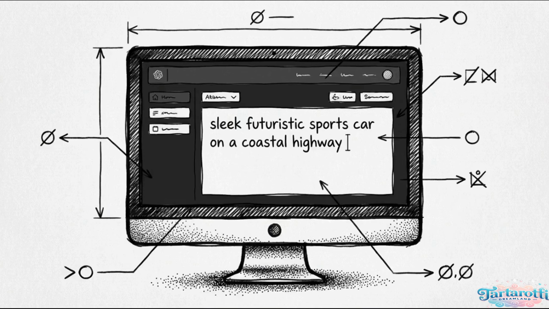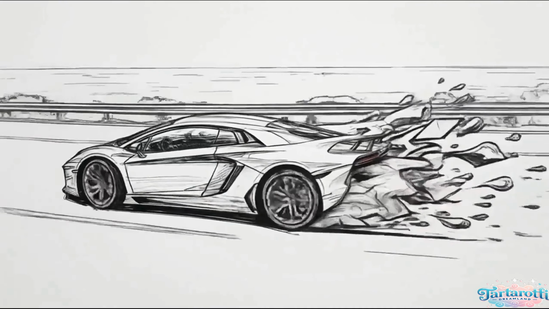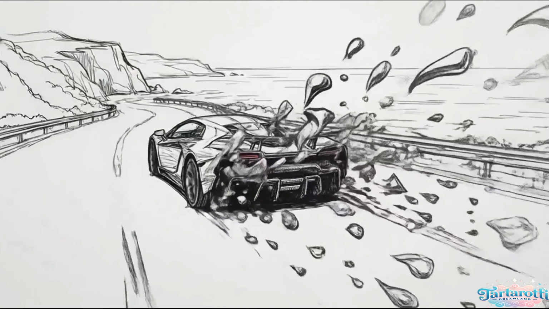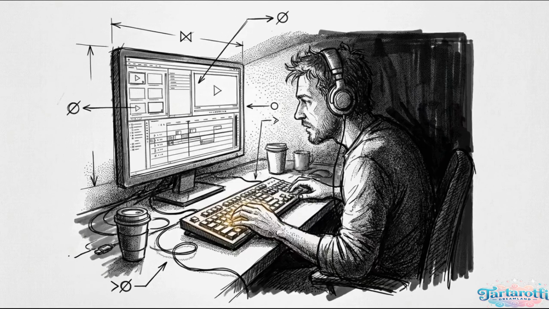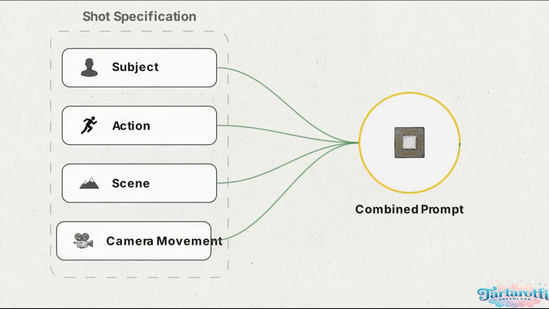You type a prompt for a sleek, futuristic sports car on a coastal highway. For the first second, the output matches the request. Then the car morphs into a horse carriage and finally melts into a spaceship. To control this, creators rely on rigid text prompt structures. The formula dictates specifying a subject, an action, a scene, and a camera movement to give the AI exact parameters.